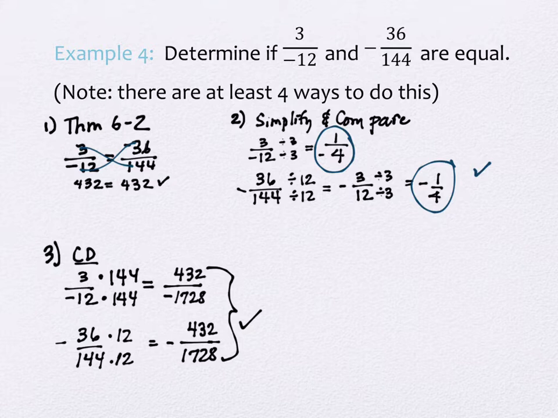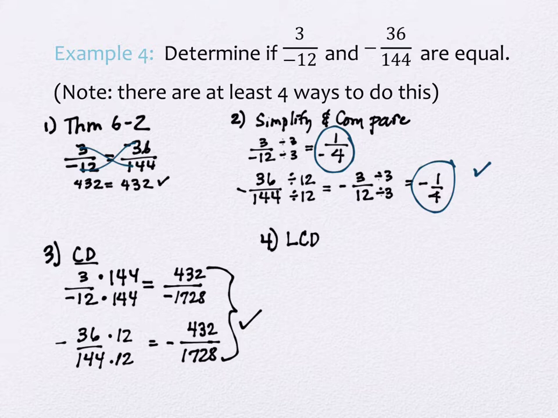Option number 4. Instead of finding a common denominator, we could find a least common denominator. Now, sometimes that's messy to do. I mean, it's not always super nice and neat. On this one, it's pretty nice to do. All I need to do is to compare the denominators I already have, 12 and 144. And what do I need to do to get them to be equal and as small as possible?